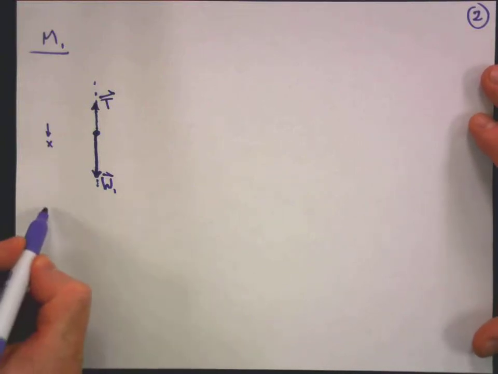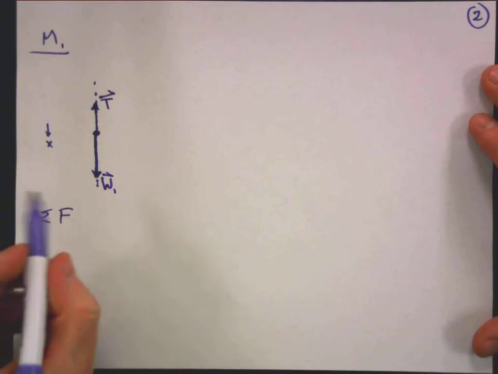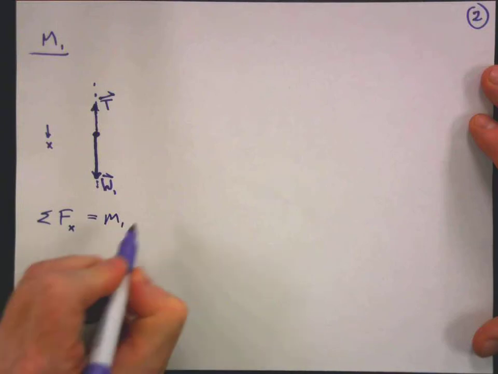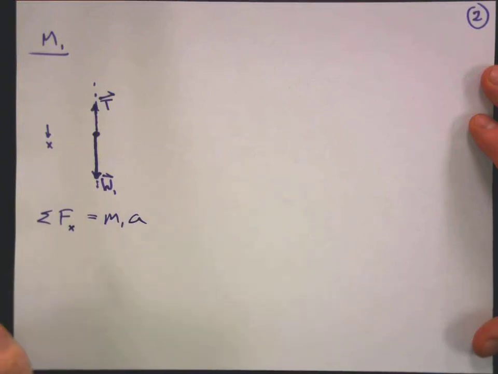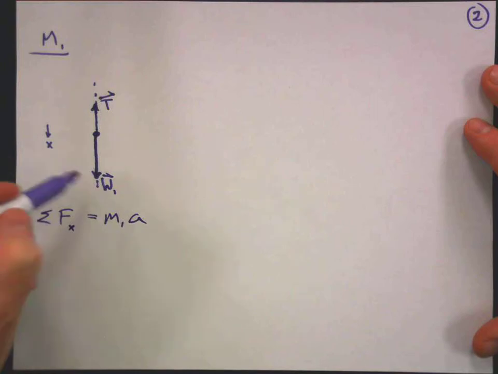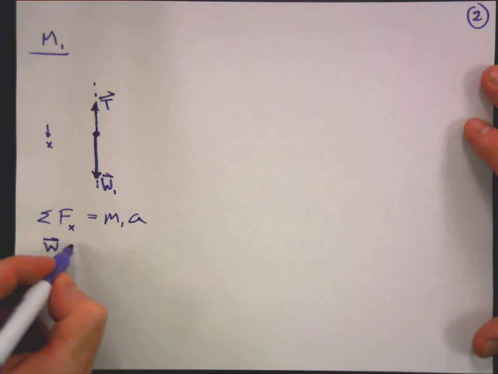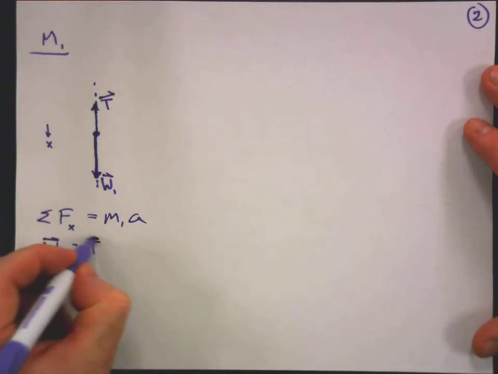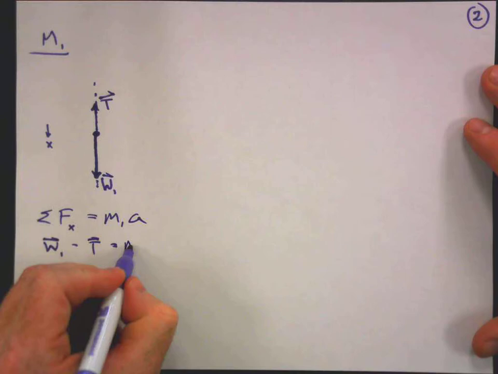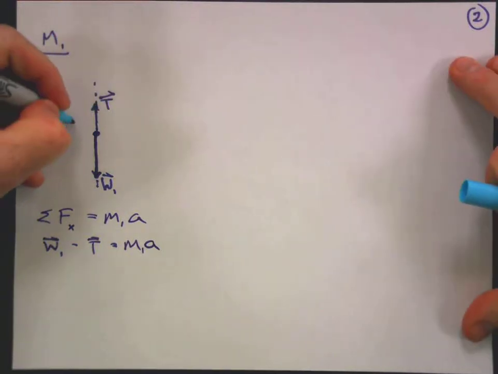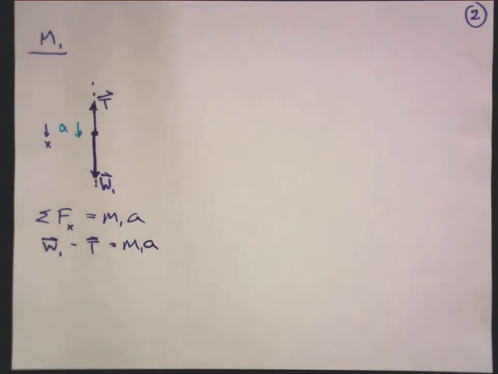Right away I can do some sum of forces statement, some Newton's second law statement, sum of forces in the x direction. Well, that equals a mass, in this case it's mass 1, times an acceleration. All right, but what are those forces? Well, those forces are the weight, and the weight is in the positive direction this time. Positive is down. So the weight of 1, and now the tension is up. That's the tension. And this is equivalent to mass 1 times the acceleration. Remember that acceleration is downward in the positive x direction.